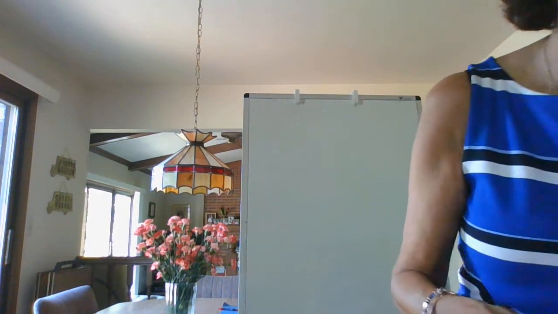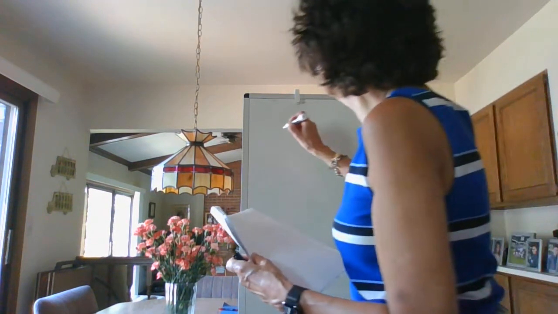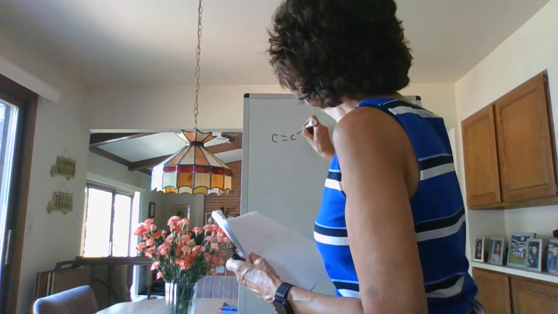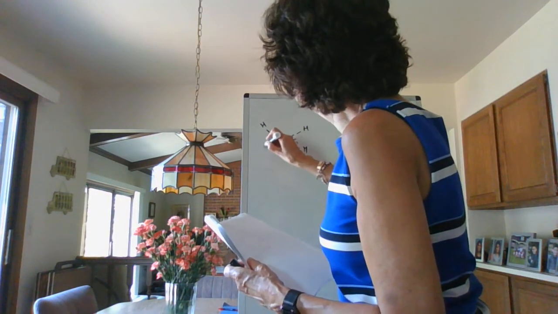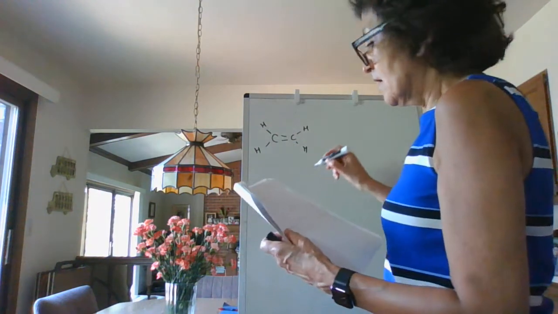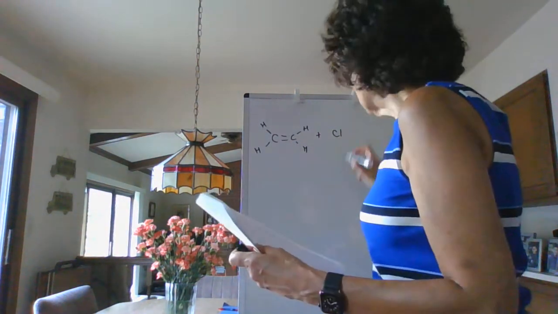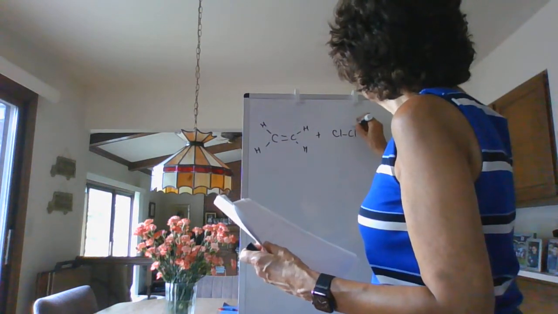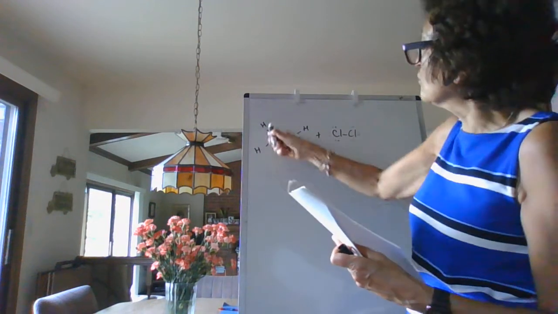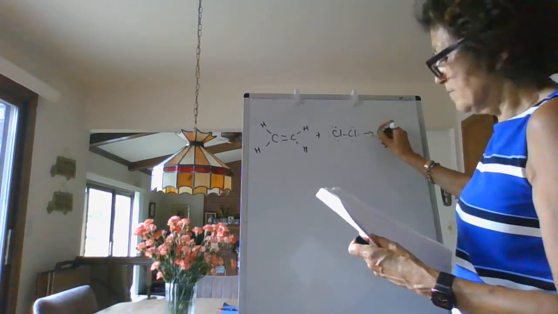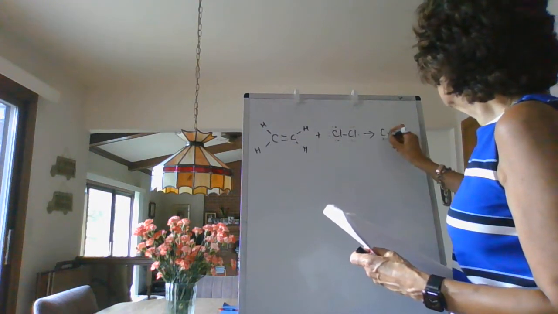All right, here we go. Here's another one. I'm just going to go ahead and do the full structure here. This is something called ethene. And this is a halogenation of an alkene. So the double bond is going to break, and both chlorines are hooking up. Going to end up with a dichloroethane.